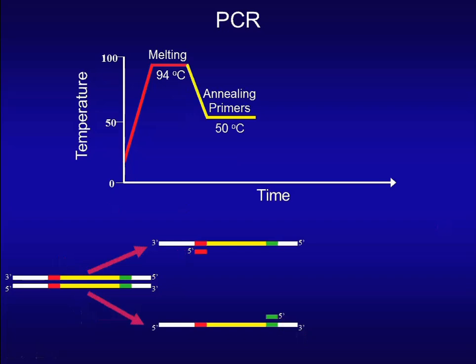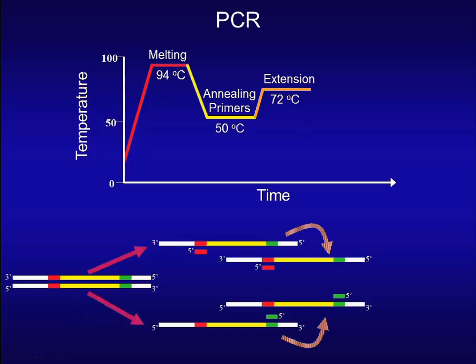Third step is extension. The reaction temperature is raised to 72 degrees Celsius, optimum activity temperature for the DNA polymerase. DNA polymerase synthesizes a new DNA strand by the end of the extension step. The number of DNA target sequences is doubled. The processes of melting, annealing, and extension constitute a single cycle. We are ready for the next cycle.